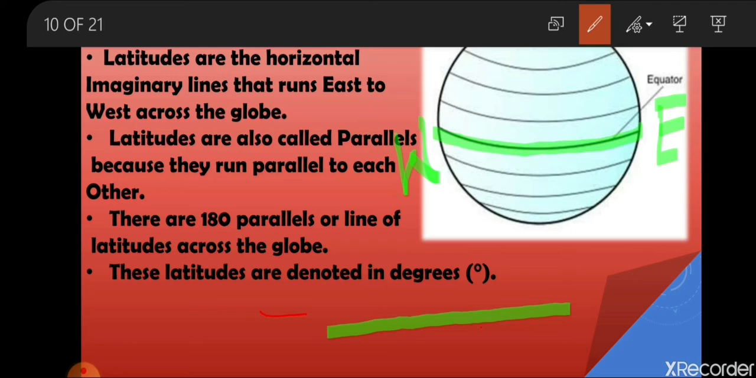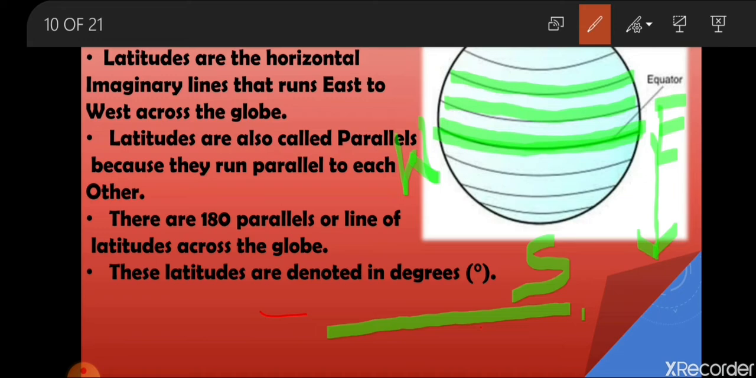These lines are also called parallels, since all these lines are parallel. Exactly, these are not lines, these are circles that surround the whole earth. They are parallel to each other, and as you know, there are the north pole and south pole. The middle line is the longest one, and as we move towards the south pole or the north pole, these lines start shortening, and near the pole it becomes like a point. So this is the line of latitude.